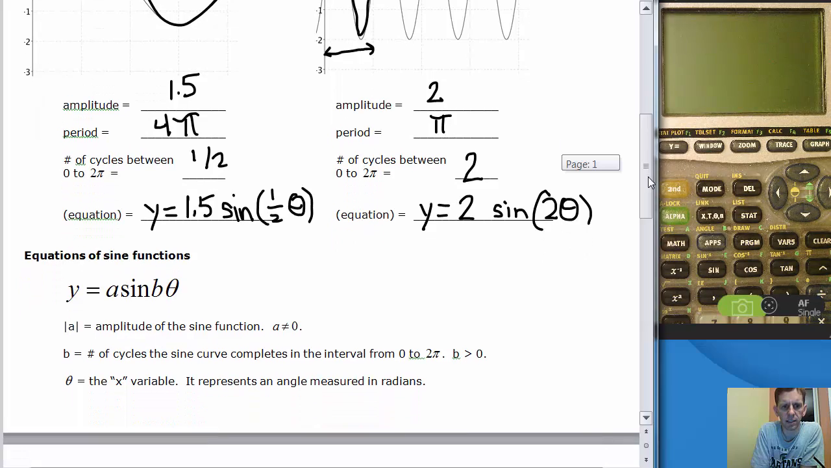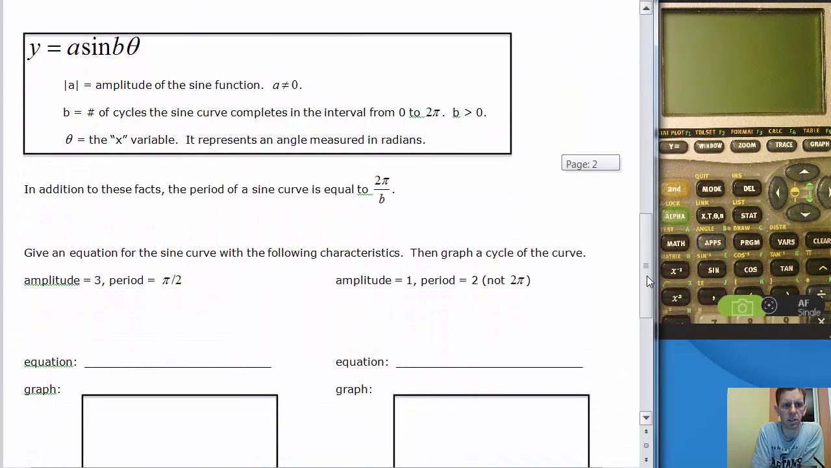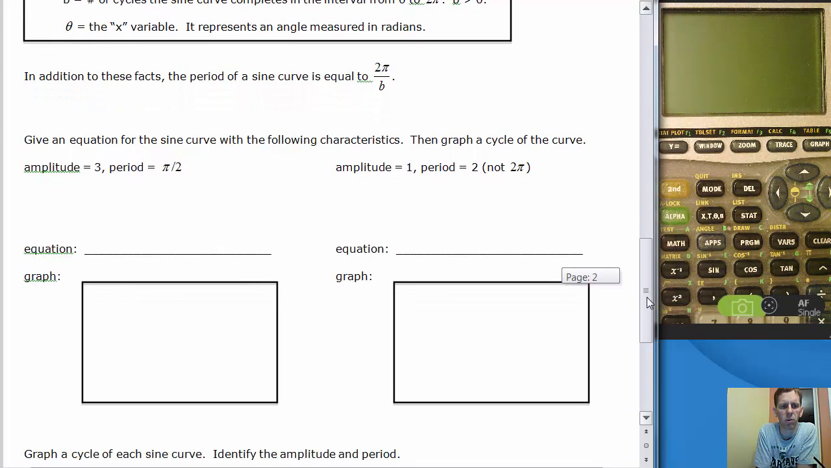In addition to these facts that we just talked about, there's one additional piece that we're going to add. Here's our same data again with our general form. In addition to these three facts here, the period of the sine curve is equal to 2 pi over b. Now, we're going to look at two examples of giving an equation for a sine curve with characteristics, and we're going to graph these as well.